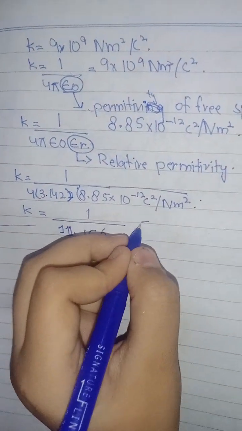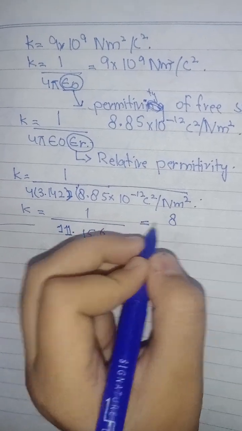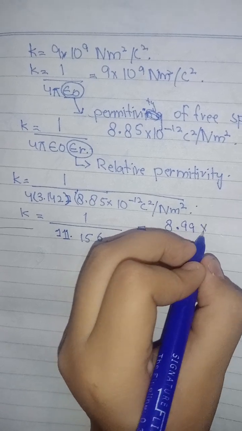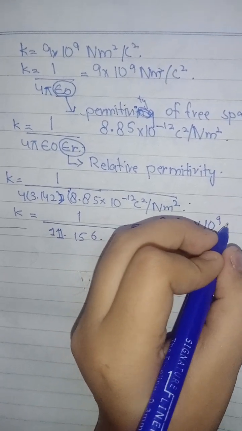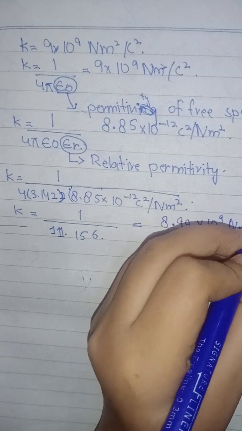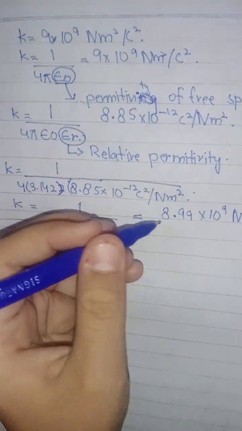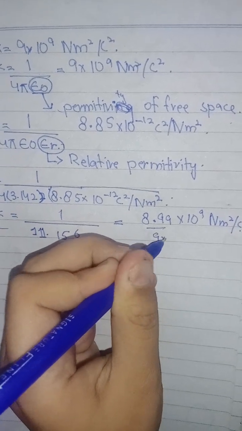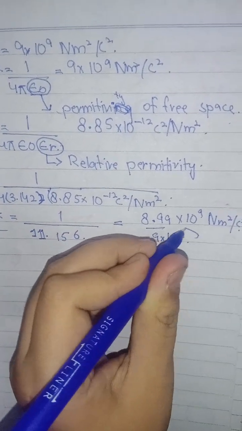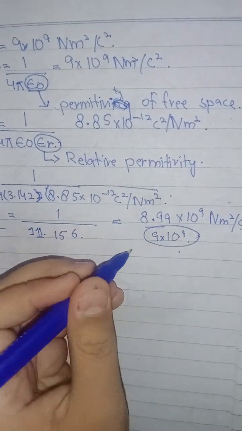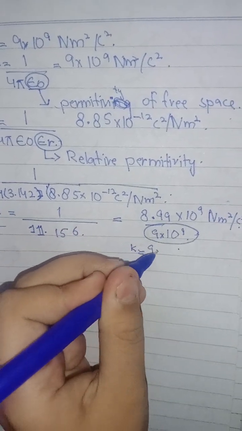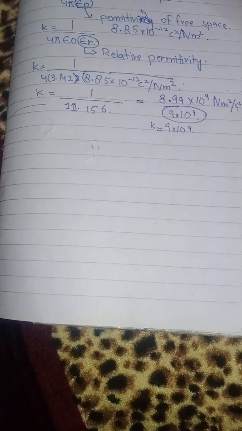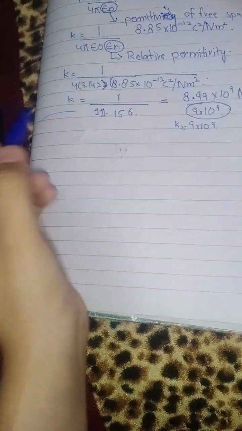Now here you can see after dividing both, the value came 8.99 multiplied by 10 raised to power 9 Newton meter square per Coulomb square. Now 8.99, when we round it off, will be around 9 multiplied by 10 raised to power 9. So here we prove that K, the Coulomb constant, is equal to 9 multiplied by 10 raised to power 9. Okay, so here we have some assumptions of Coulomb's law.